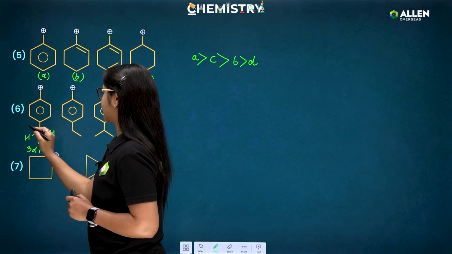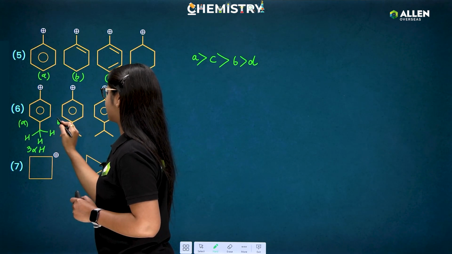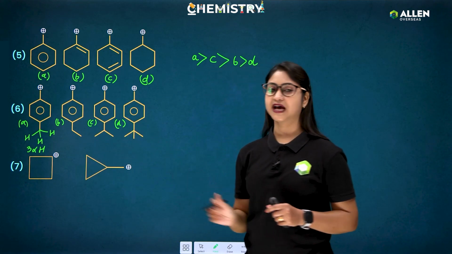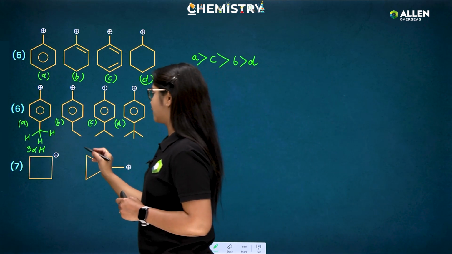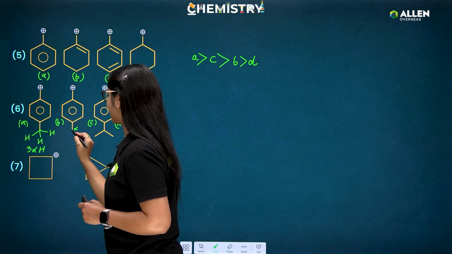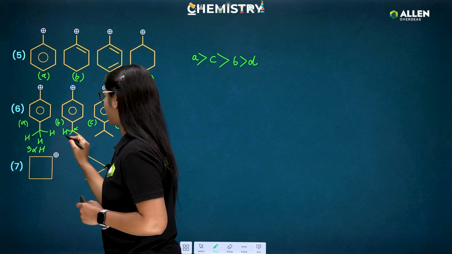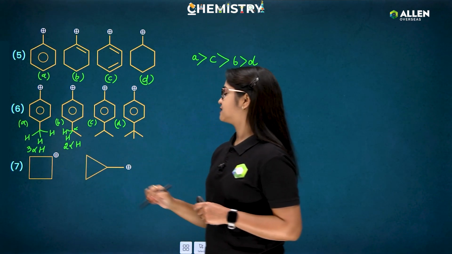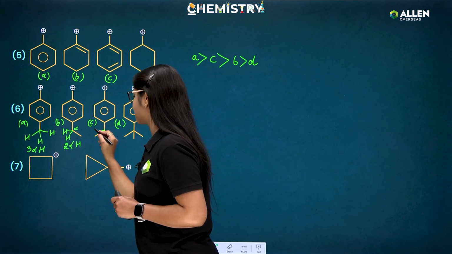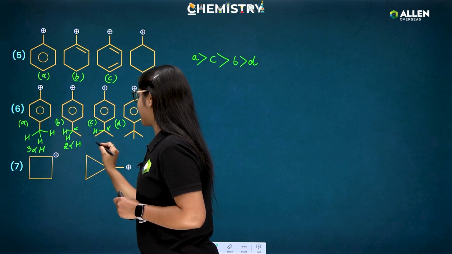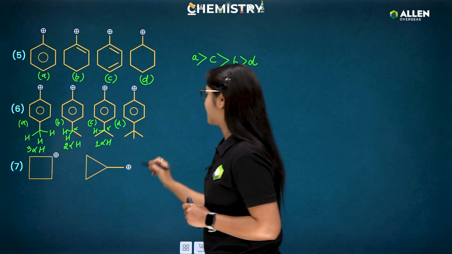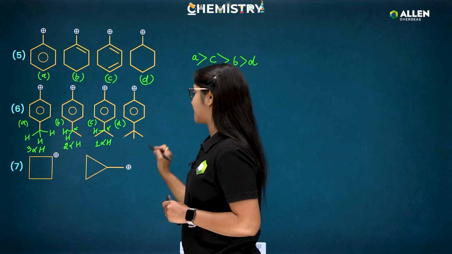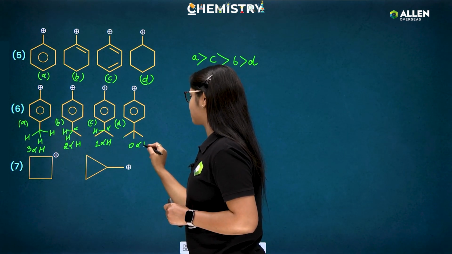So let's say this is A. The second one, this is B, this is C, and this is D. So the first one has 3 alpha hydrogen. In the second one, this is the alpha carbon. So how many hydrogen do we have here? We have 2 hydrogen atoms. So we can say 2 alpha hydrogen. In C, we have only 1 hydrogen at this alpha carbon. So we have only 1 alpha hydrogen. But in D, you don't have any alpha hydrogen because there are 3 methyl groups. So 0 alpha hydrogen, right?